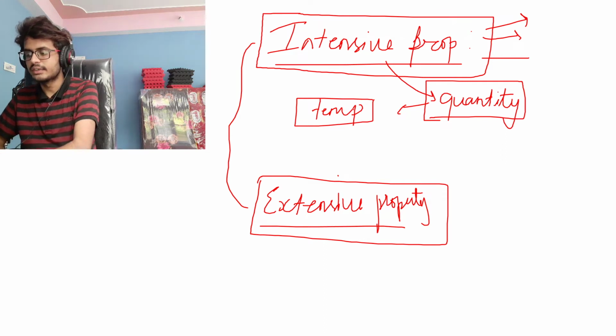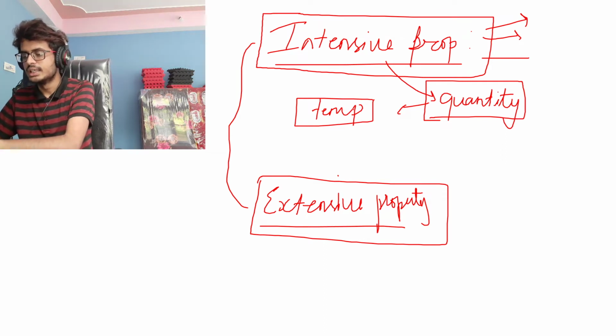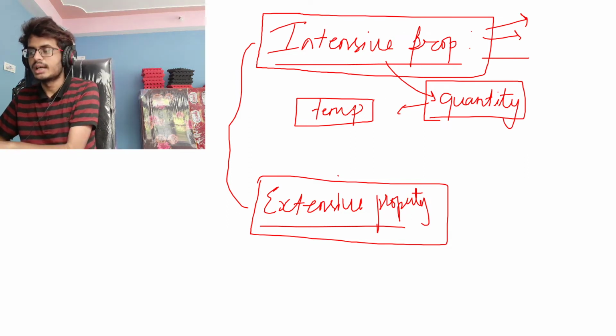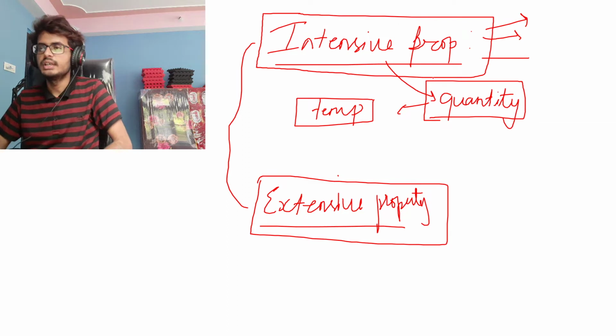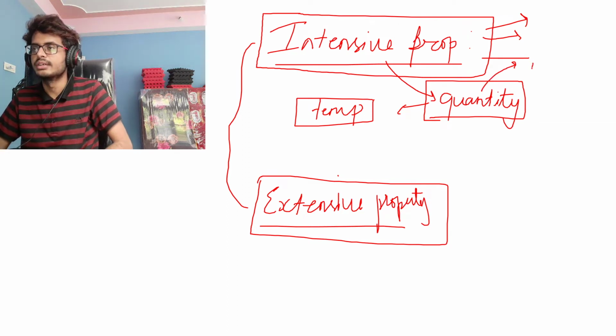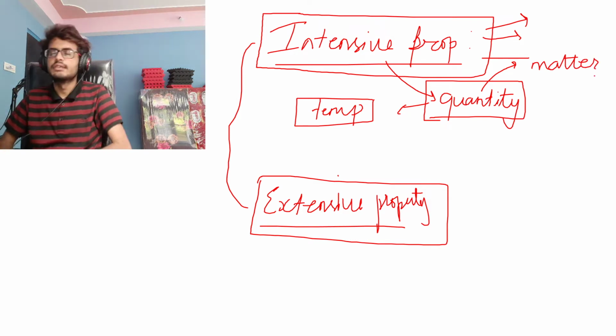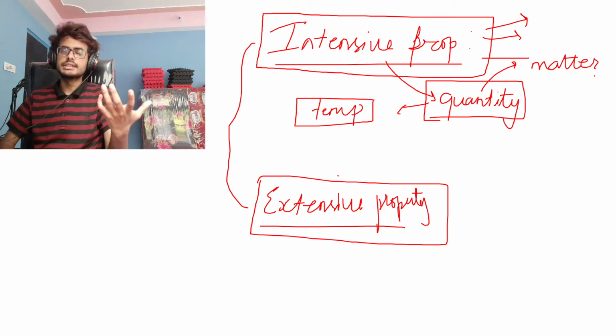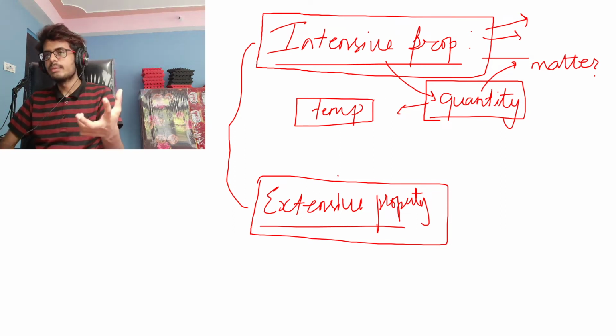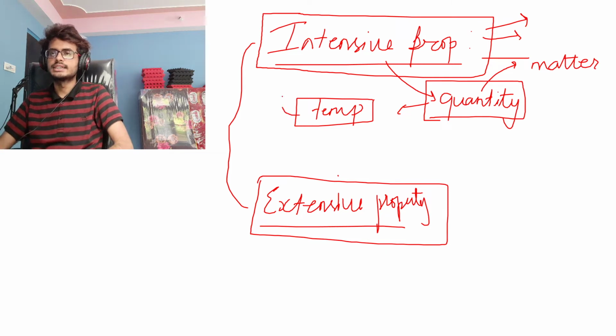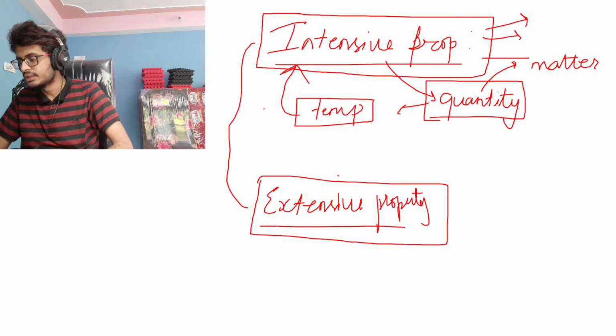So this is what is given in the book. The exact words in the book are: the properties which do not depend upon the quantity of matter present in the system are called intensive properties. Matter is anything that has shape, weight, can be touched. So if the properties do not depend upon the quantity of matter, those are known as intensive properties. I give you an example, temperature. There are more examples in the book: temperature, density, concentration, specific heat, viscosity.